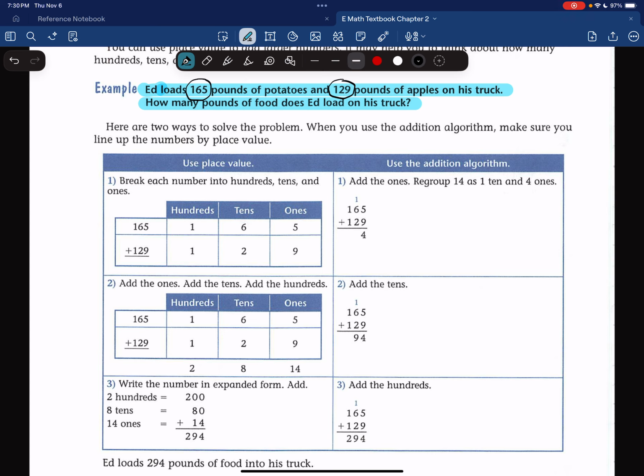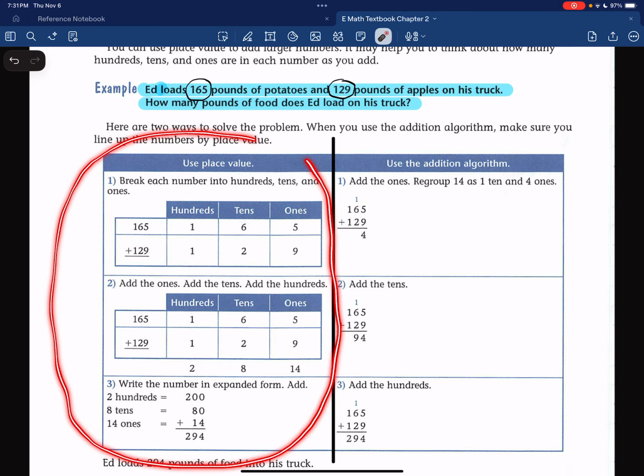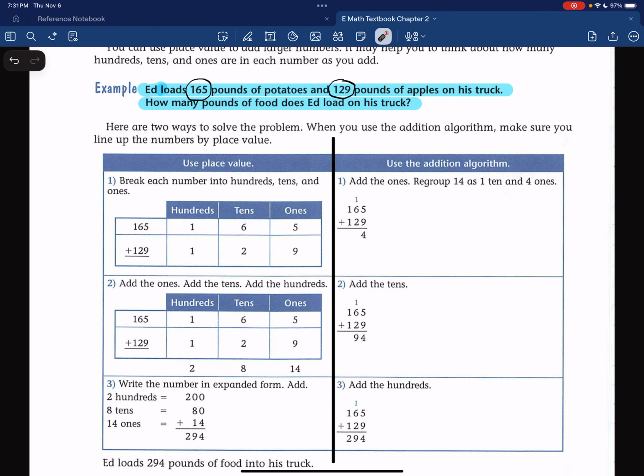So the first method they show me, again, they divide it this way. On the left side of this line, we have the place value method. This is the first method, and then this is the second method. So we're going to focus right here. Break each number into hundreds, tens, and ones. So 165 is 100, 6 tens, and 5 ones. And 129 is 100, 2 tens, and 9 ones.